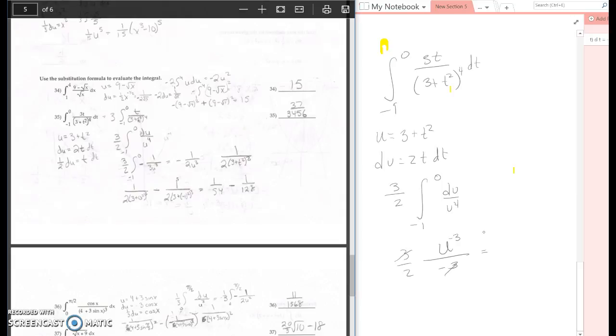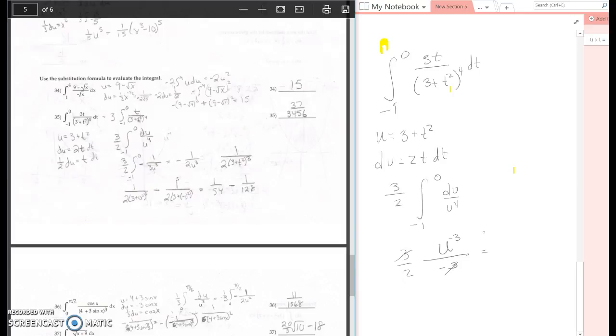And then plugging in 0, and then subtracting plugging in -1. Everything looks great. I think you've done it. I would check to make sure these parts are put into the calculator correctly, but all of your work looks good.